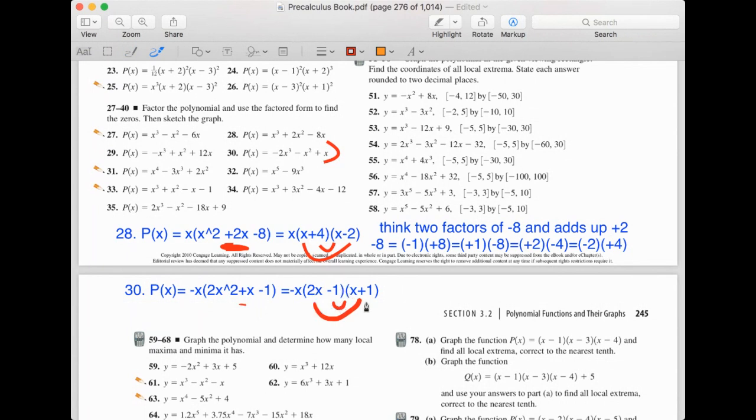Then I set this equal to 0. That gives me roots or zeros: x is 0, half, negative 1. All right, that's how we factor. Okay, anybody has any questions?